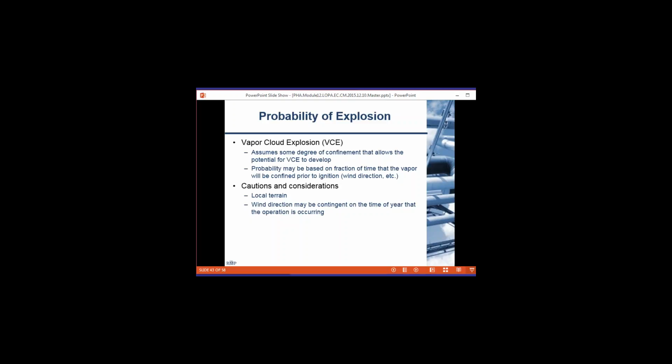This probability may also be based on a fraction of time that the vapor will be in the confined space prior to ignition. And this goes to the cautious considerations, as I said earlier, local terrain. You also want to look at your wind direction. Where's the wind blowing it? Perhaps the wind blows it into an area and disperses it so there's no issue. On the other hand, perhaps at that time of year, the data shows that the wind is going to blow it within a structure or somewhere we can build up that vapor explosive atmosphere.